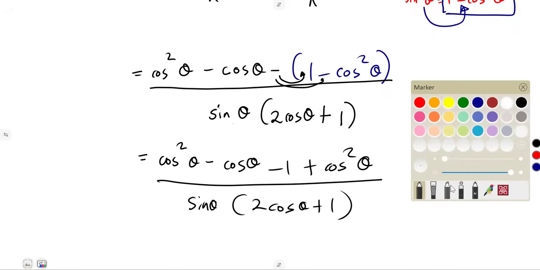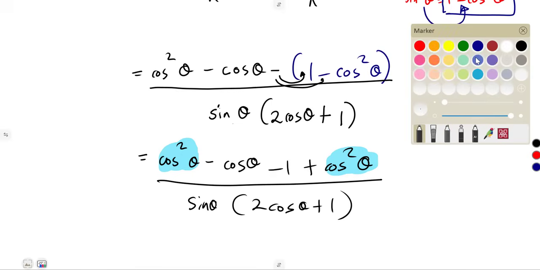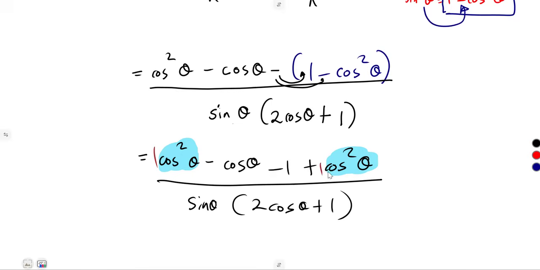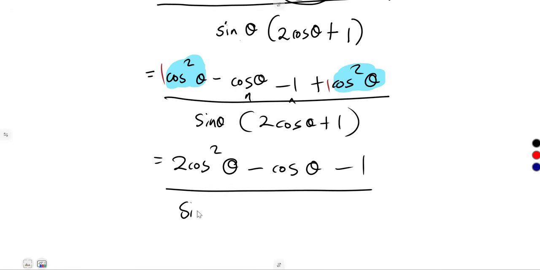These are like terms, cos squared and cos squared, so you can add them together. Cos squared added to another cos squared. They are like terms. So it's simply 1 plus 1, which is going to give us 2 cos squared of theta. So 2 cos squared of theta minus the cos of theta minus 1, everything over the sine of theta into 2 cos theta plus 1.